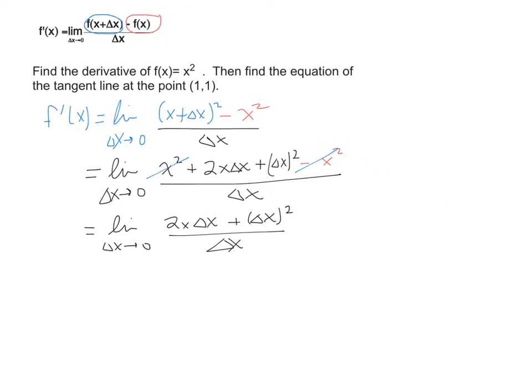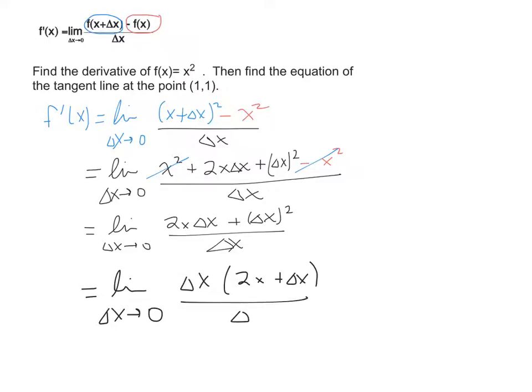Let me get myself some more room here. Okay, now what can I do? Well, look at the top. Numerator, I think I can factor out a delta x on top. If I factor out a delta x, I get 2x plus another delta x. And this is all over delta x.